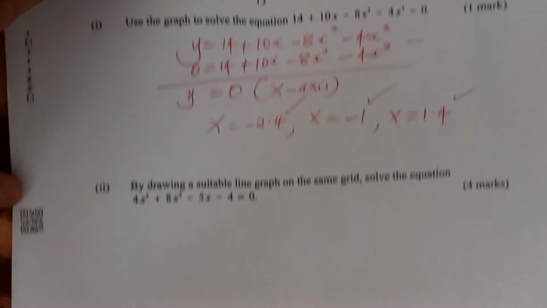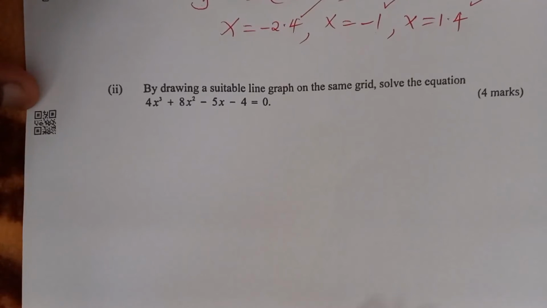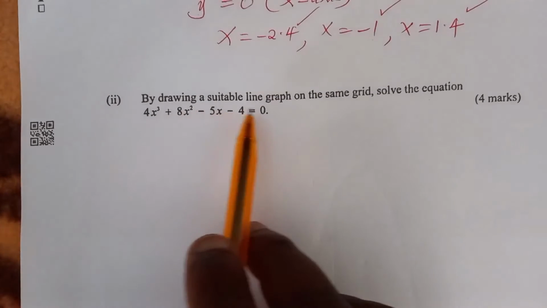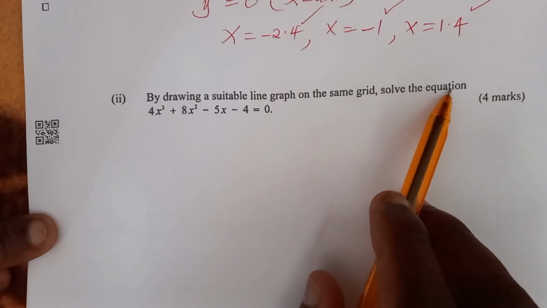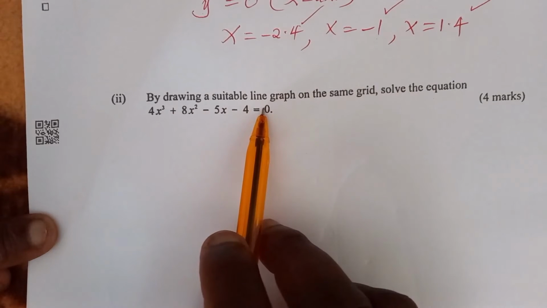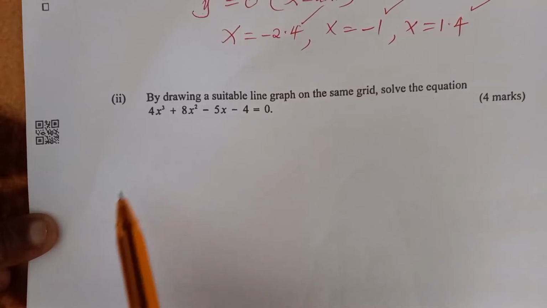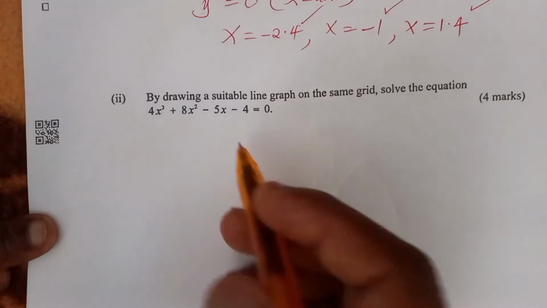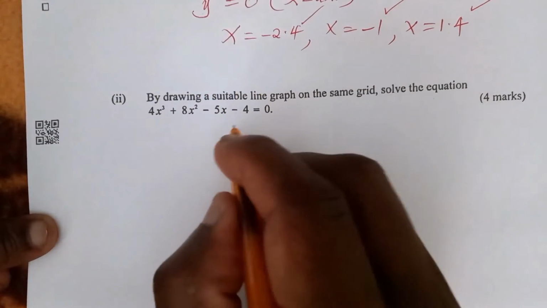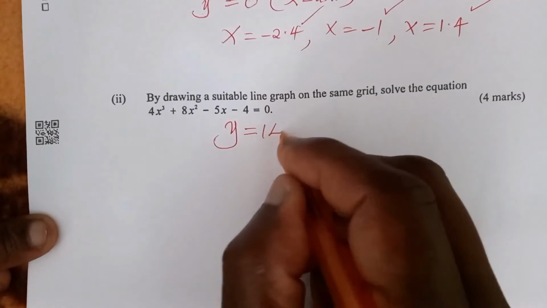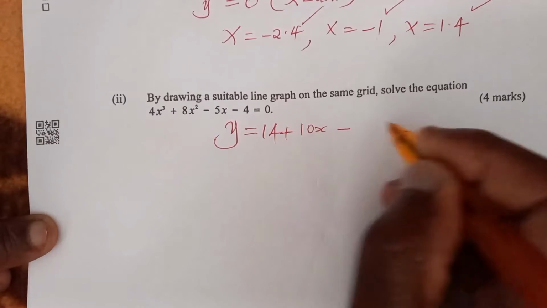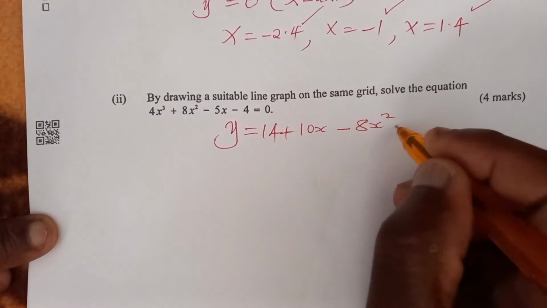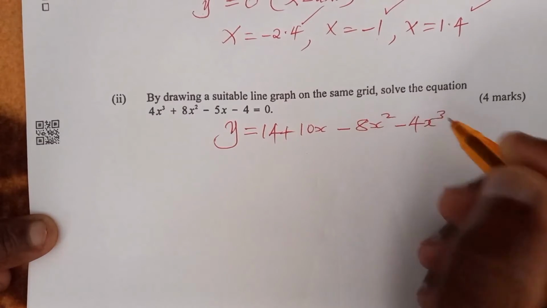We go to the other part. By drawing a suitable line graph on the same grid, solve the equation. This is the equation that you're given. And to do that, again, you take the function of the curve. Y is equals to 14 plus 10x minus 8x squared minus 4x cubed.